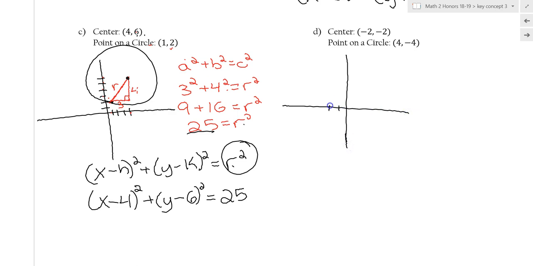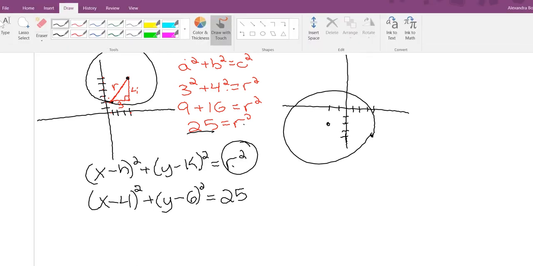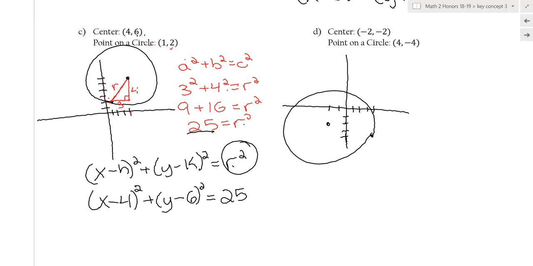My center's at -2, -2. And my point on the circle is at 4, -4. So here's my center. I'm going to draw some sort of circle around it. Okay. So again, I'm going to draw this right triangle. Again, looking in the x direction, going from -2 to +4, I'm going 1, 2, 3, 4, 5, 6. Right, 6 lines.